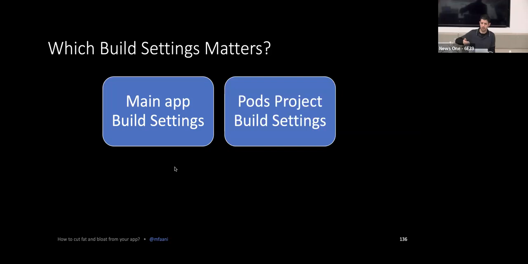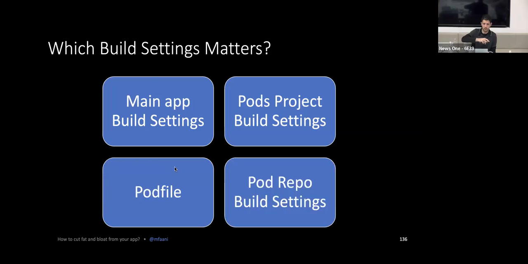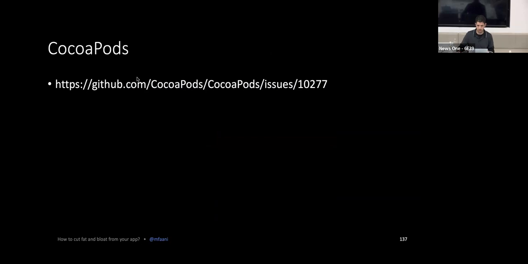Okay, so let me start over. The build settings matter. Sometimes you have build settings in your main app, in your project, and that affects other things. If you pulled your pod into your main app and the compilation is happening there, then the settings of the Podfile matter. And if you're doing an XCFramework and pre-compiling things beforehand, then the build settings of what you did before, and then dragging the pre-compiled binary into your app, are what matter.